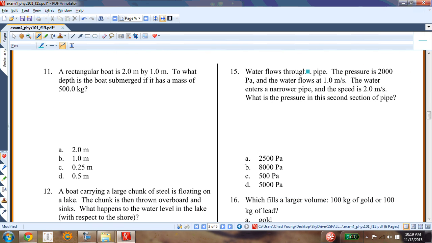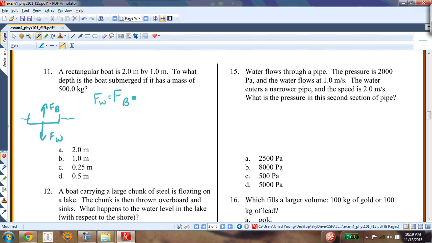A rectangular boat is 2 by 1 meters. To what depth is the boat submerged if it has a mass of 500 kilograms? So here, my buoyant force is going to equal my weight. Right, because I have this boat, I have a couple forces that are acting on it. I have the weight of the boat, and I have the buoyant force. In order for this thing to float, it has to be equal.